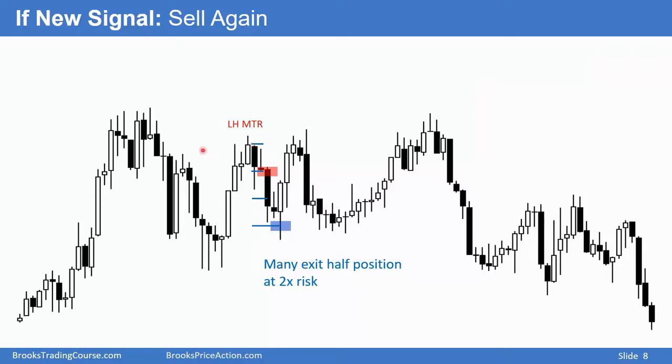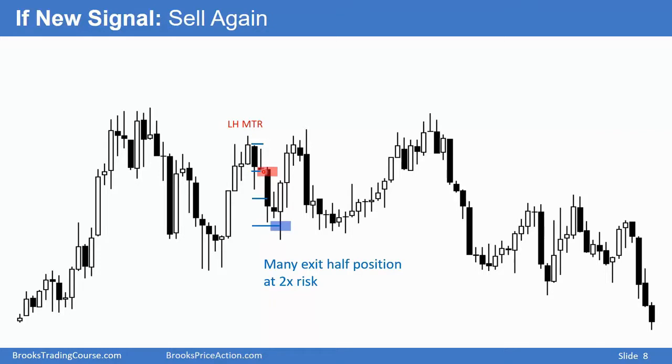Lower high, major trend reversal, bull trend, very strong breakout. The bull trend tried to resume, but it's failing at a lower high. So it's a lower high, major trend reversal, and a second entry short. First here, and then here. If you sell below this bar, maybe you put your stop above this bear bar, maybe above here. That's your initial risk, just above this bar. 1 times initial risk, 2 times initial risk. A lot of traders like to exit half of their position at 2 times initial risk.